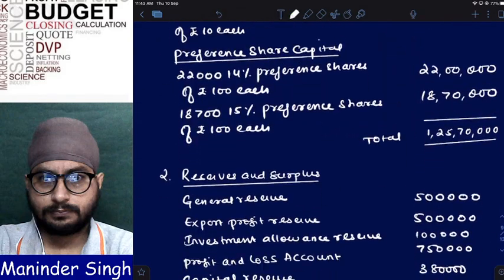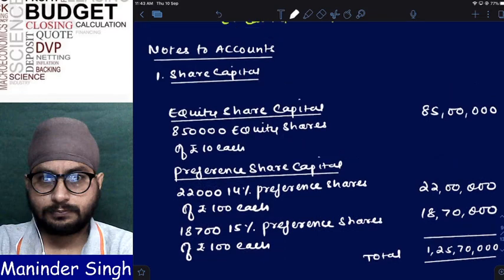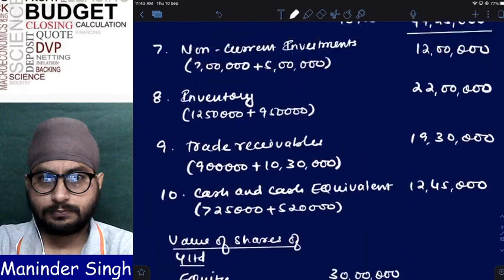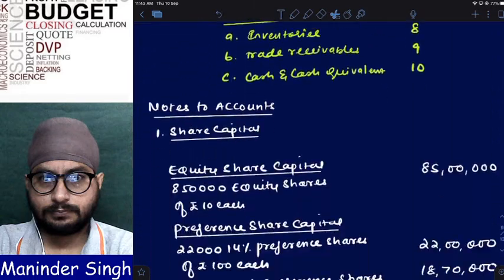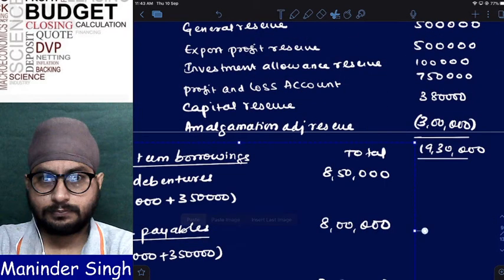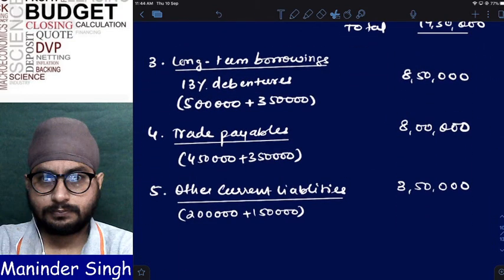Now, will there be any change in long-term borrowings, trade payables, other current liabilities? Will there be any change or will they be the same? They will be the same, right? So we'll copy the same thing here. You don't write copy paste, you write properly. So same thing I will copy and paste, numbers 3, 4 and 5. Now, please make a note of this. Then we'll continue.